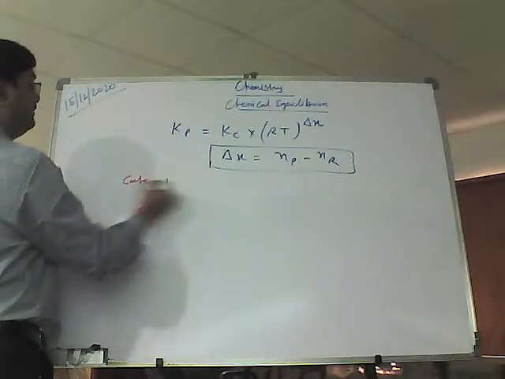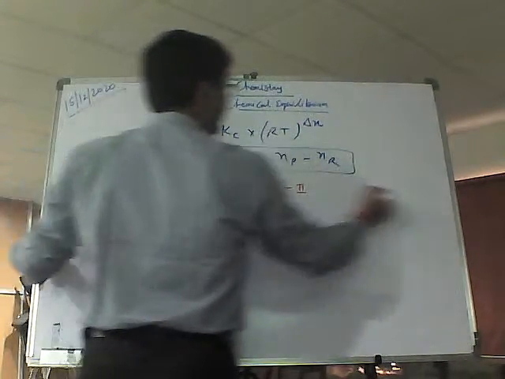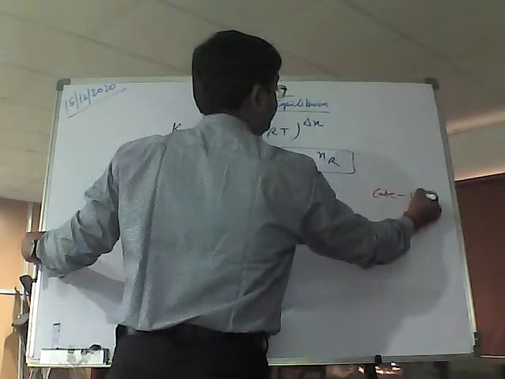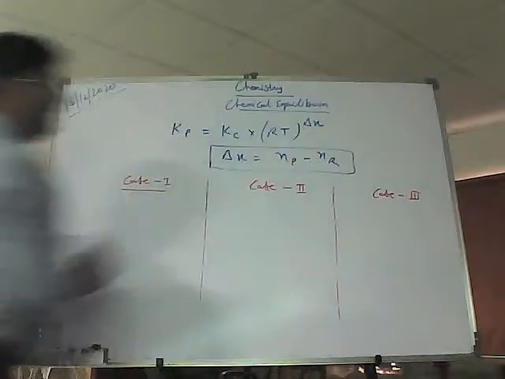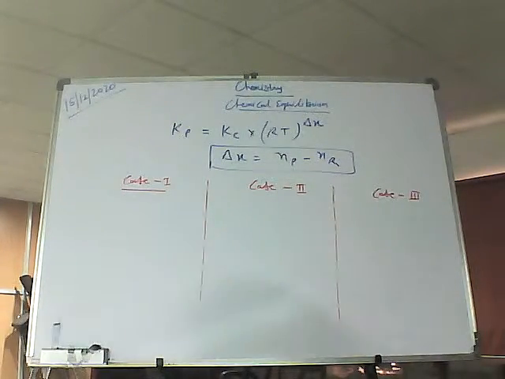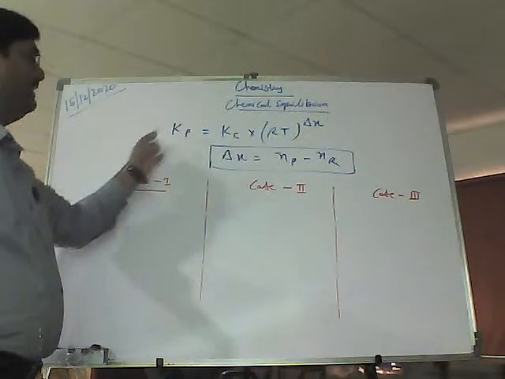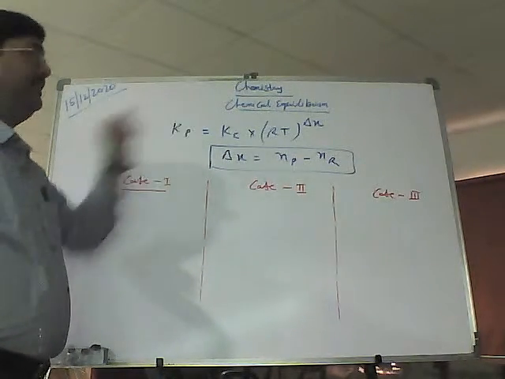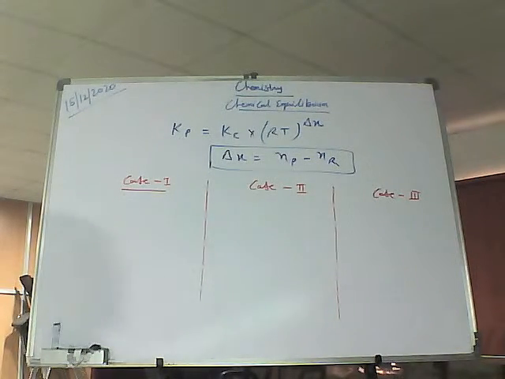Here three cases are formed: case 1, case 2 and case 3. And what are the three cases? यह बहुत आसान सी बात है. Basically we are going to discuss when Kp and Kc are equal, when there are differences, when Kp will be greater than Kc, and when Kc will be more. This topic we are going to discuss right now.